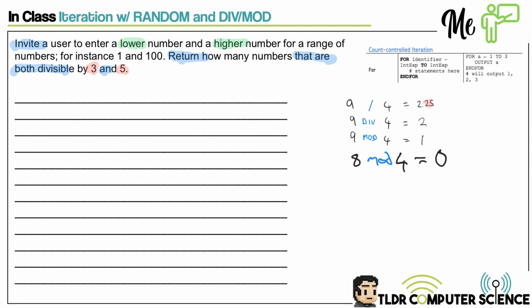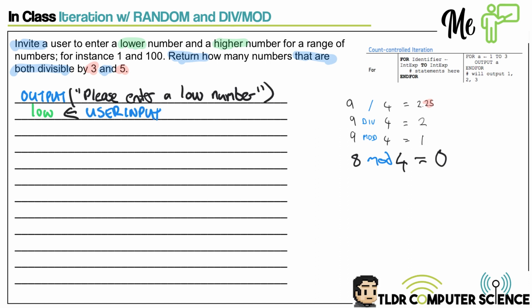So, let's kick off. What's the first thing we need to do? Invite a user. It's a conversation, so we need to store the outcome from this in a variable, so I'll have low, and then again, to get the value we do an arrow pointing towards it, and the command would be user input. So the next thing will be output: please enter a high number, high, arrow pointing towards it, user input. So I'll do that now. Okay, guys. So that's low and high taken care of.